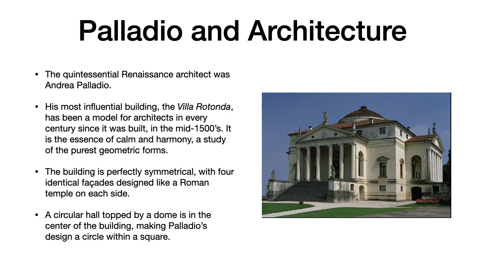The quintessential Renaissance architect was Andrea Palladio. His most influential building, the Villa Rotonda, has been a model for architects in every century since it was built in the mid-1500s. It is the essence of calm and harmony, a study of the purest geometric forms. The building is perfectly symmetrical, with four identical facades designed like a Roman temple on each side. A circular hall topped by a dome is in the center of the building, making Palladio's design a circle within a square.